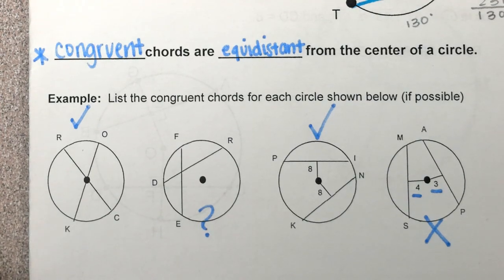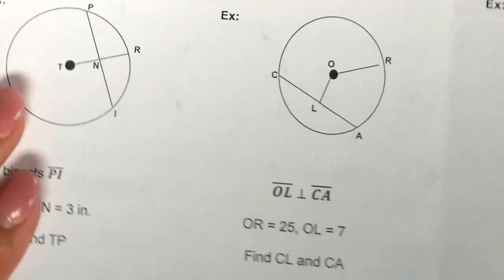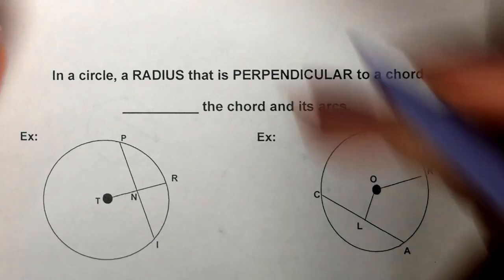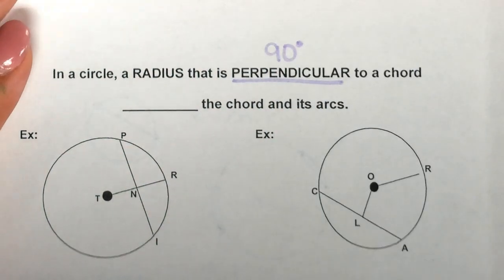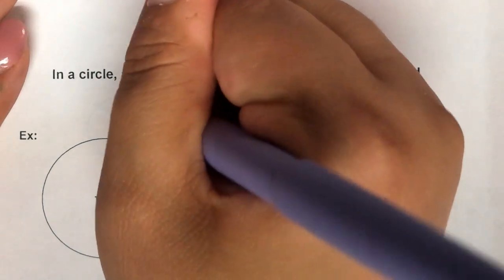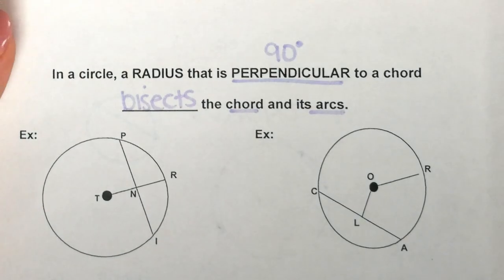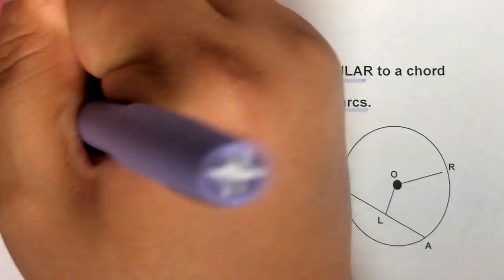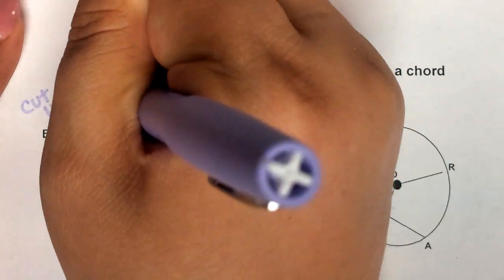The last property, which is the one we're going to do the most work on. Can we open up now? Okay. The last property states that in a circle, a radius that is perpendicular, what does perpendicular mean? A radius that is 90 degrees to a chord bisects the chord and the arcs. What does bisects mean? Cut in half. If you don't remember that, please write that down to make sure that you know what that means.